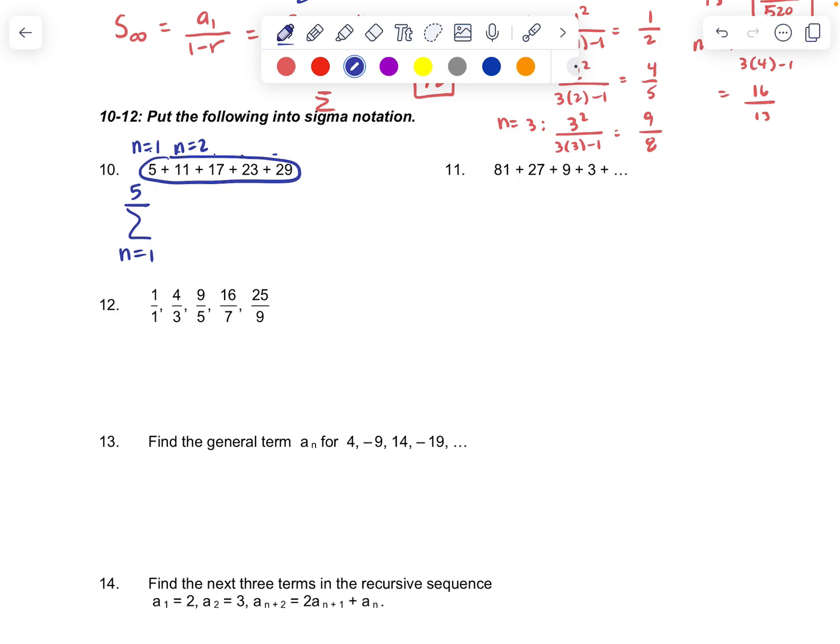So look, let's determine, is it geometric or is it arithmetic? How am I getting from term to term? Well, if you look at it, it looks like we keep adding 6 to get from term to term. So if you're adding, I know that this thing is going to be arithmetic.